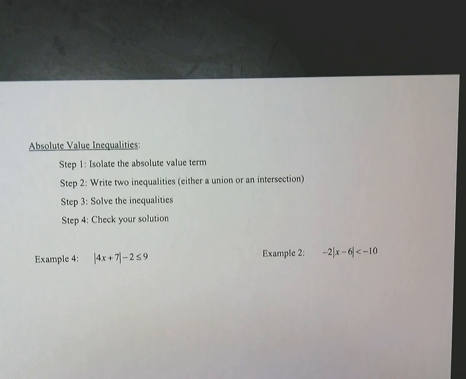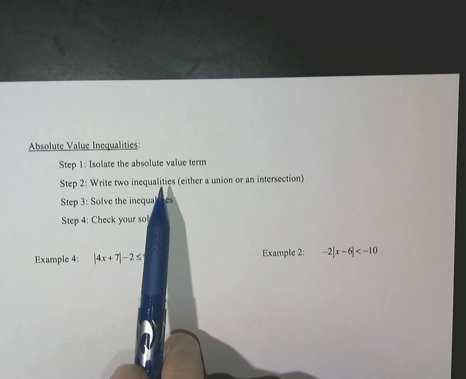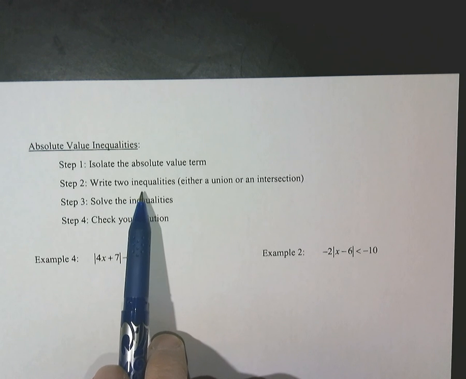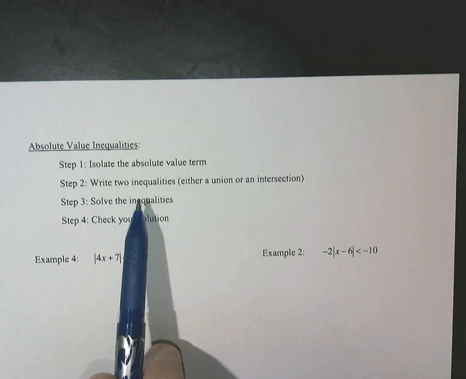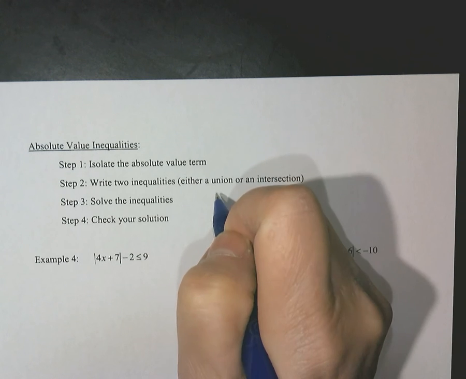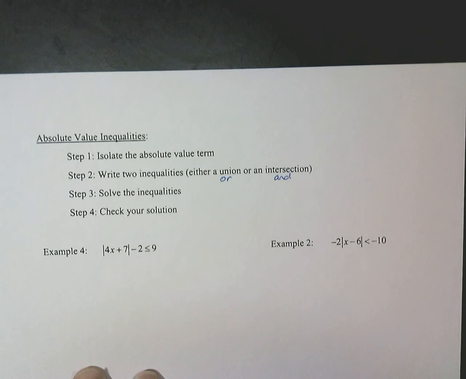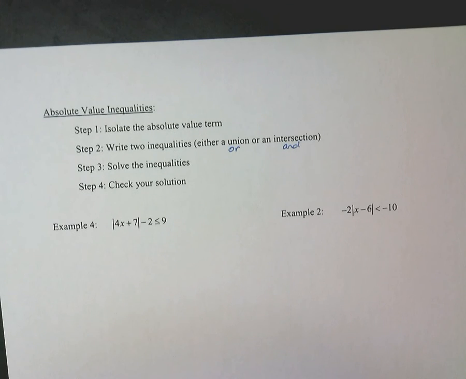Next, we're going to do absolute value inequalities. When I teach most things, I do it with 4 steps, because 4 steps is reasonable to remember. Any more than that, it gets confusing. So my first step is to isolate the absolute value term. I'm going to write 2 inequalities. It's either a union or an intersection. A union is an or, and an intersection is an and. I'm going to solve them and I'm going to check.